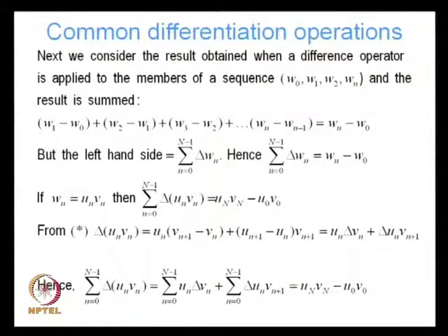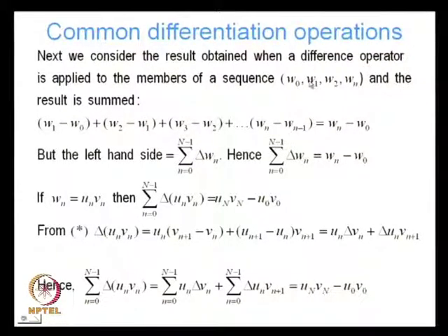Next, we consider the result obtained when a difference operator is applied to the members of a sequence W0, W1, W2 through Wn, and the result is summed. Sorry, I missed the ellipses. So, if I operate with the difference operator on this sequence, on the first term, I am going to get delta W0, which is W1 minus W0, plus, and then I am adding the result.